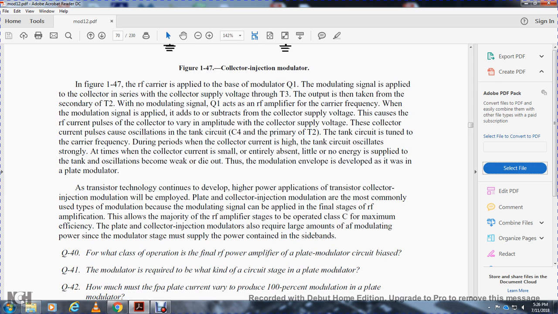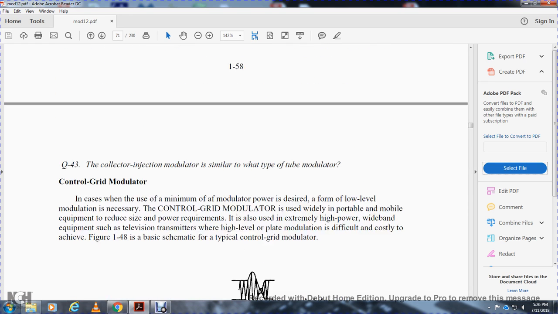As transistor technology continues to develop for higher power applications, the transistor collector injection modulator will be employed. Plate and collector injection modulation are the most common types of modulation because the modulating signal can be applied at the final stage of the radio frequency amplification. This allows the majority of the radio frequency amplifier stages to be operated at Class C for maximum efficiency. Plate and collector injection modulators also require large amounts of modulation power, since the modulator stage must supply the power contained in the sidebands.